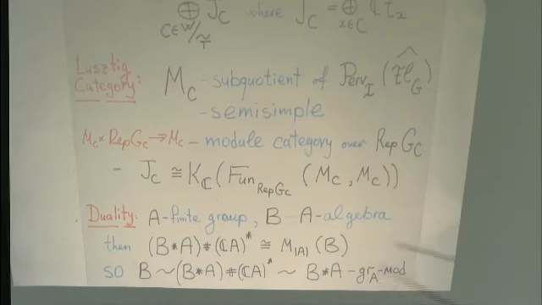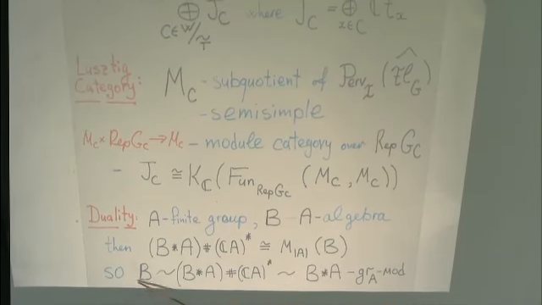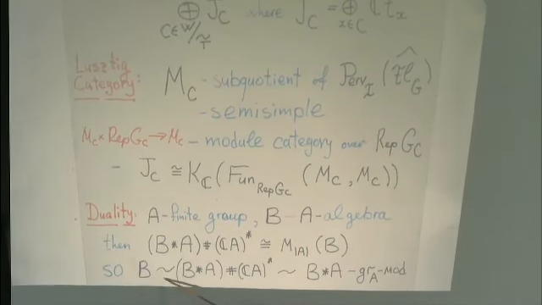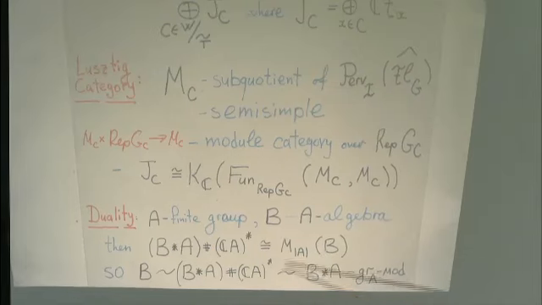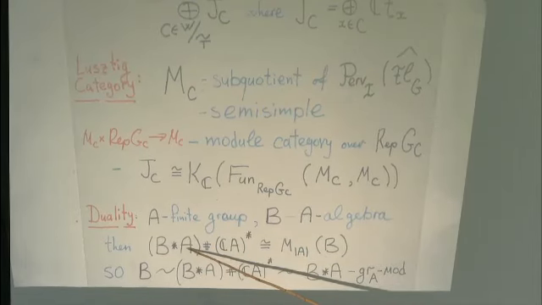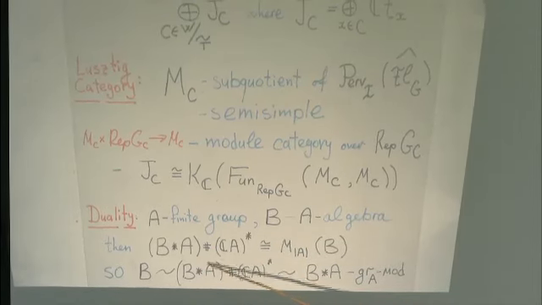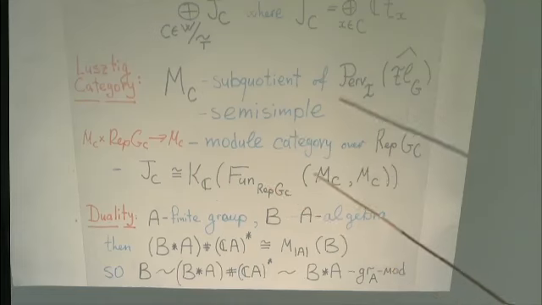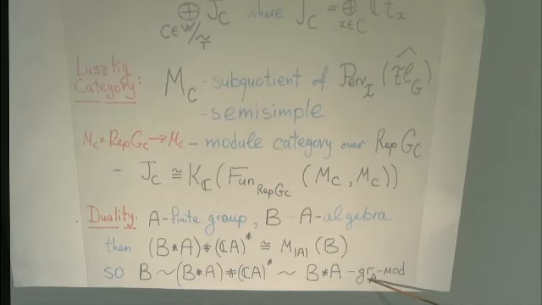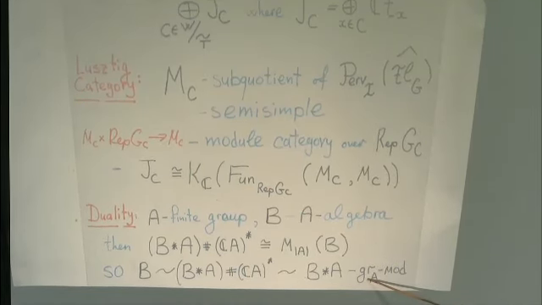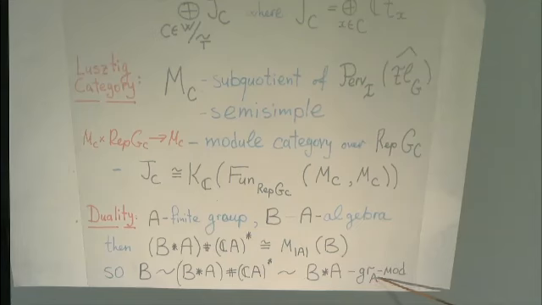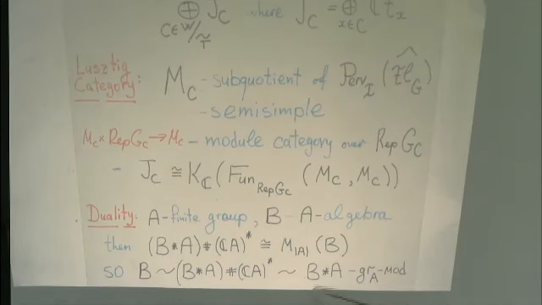In particular, that's what it means. B will be Morita equivalent to this algebra of matrices, and representations of this algebra are the same as graded modules over B star A.